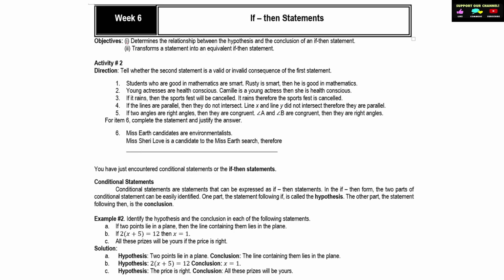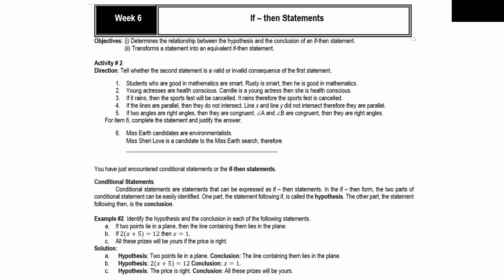And next, we have conditional statements. Conditional statements are statements that can be expressed as if-then statement. In the if-then form, the two parts of the conditional statement can be easily identified. One part, the statement following if, is called the hypothesis. Then the other part, the statement following then, is the conclusion.